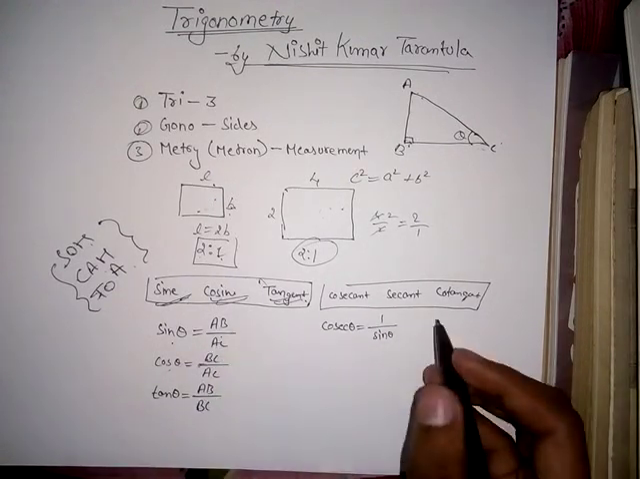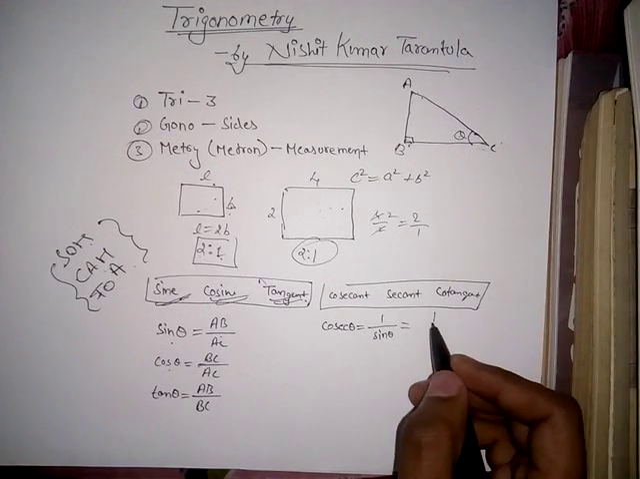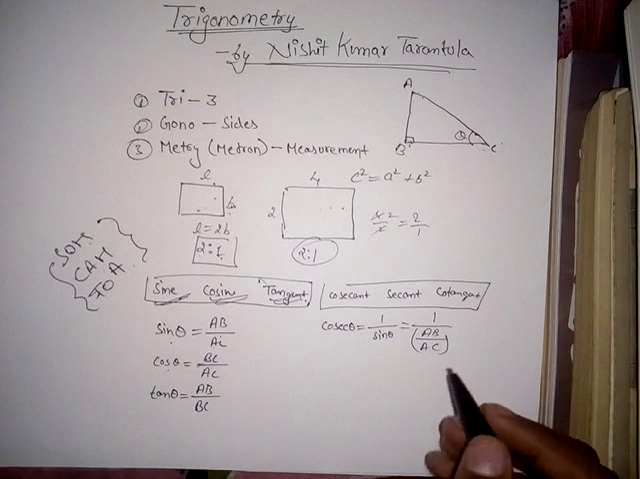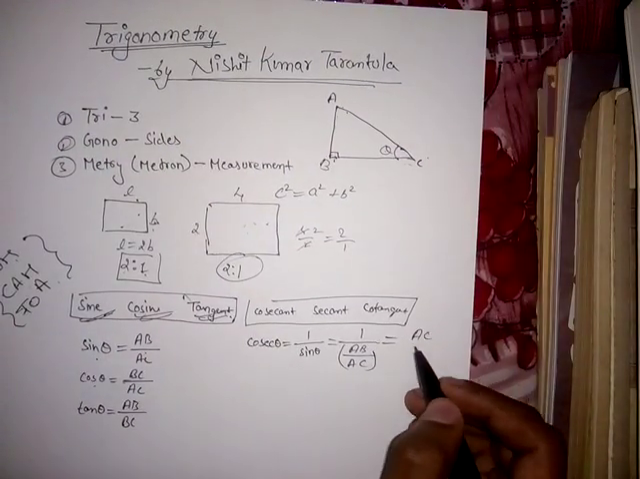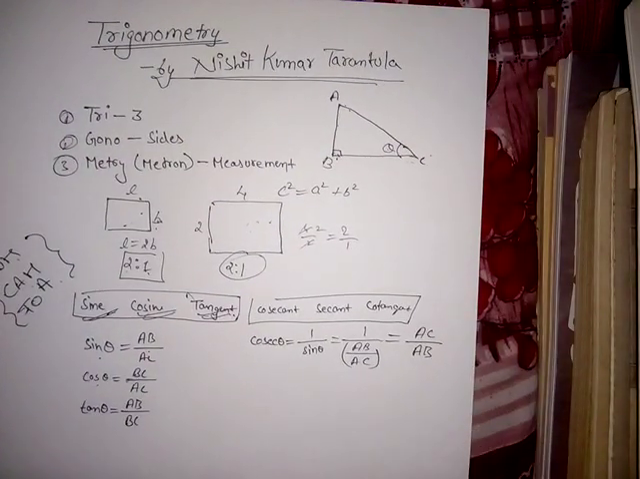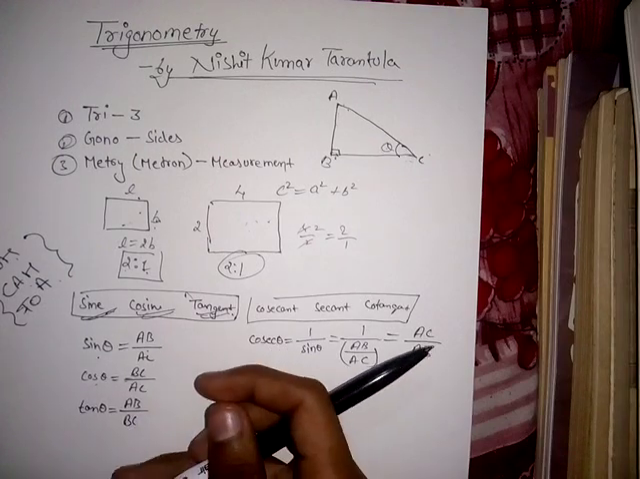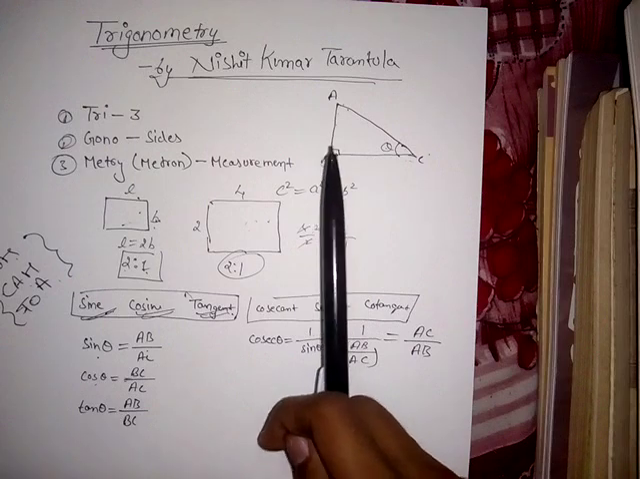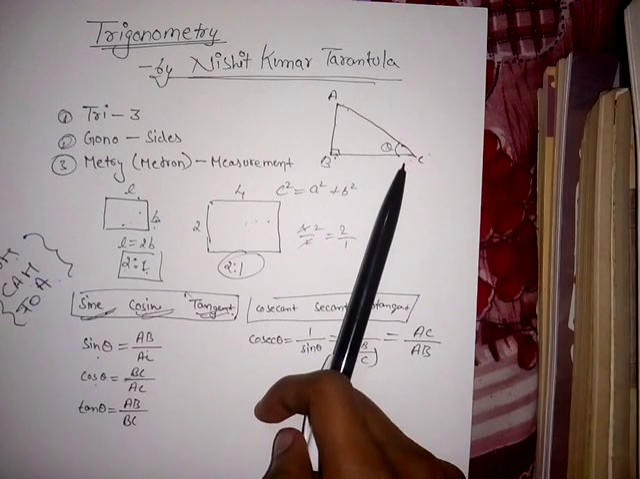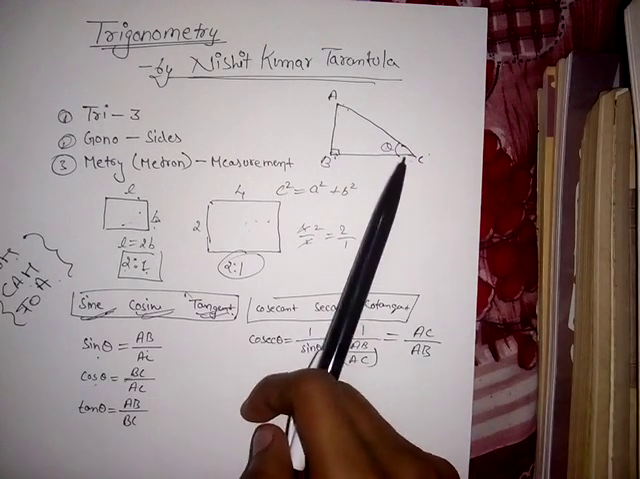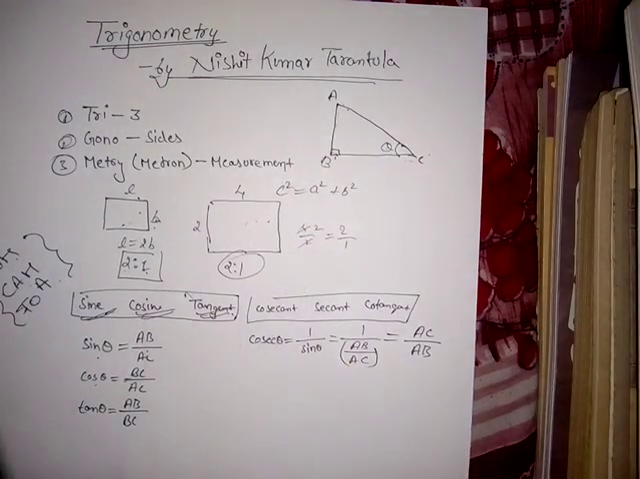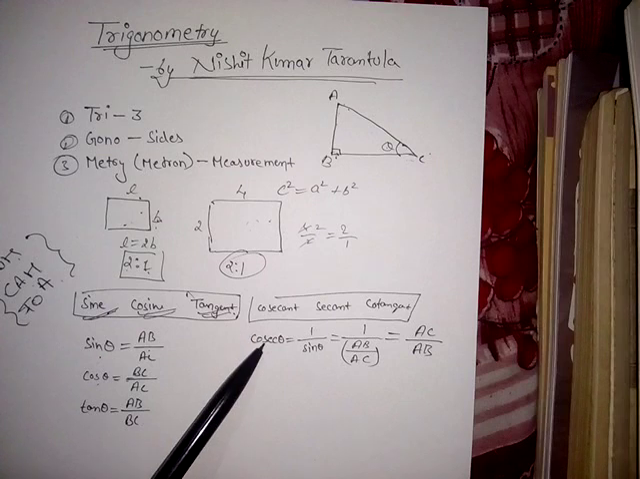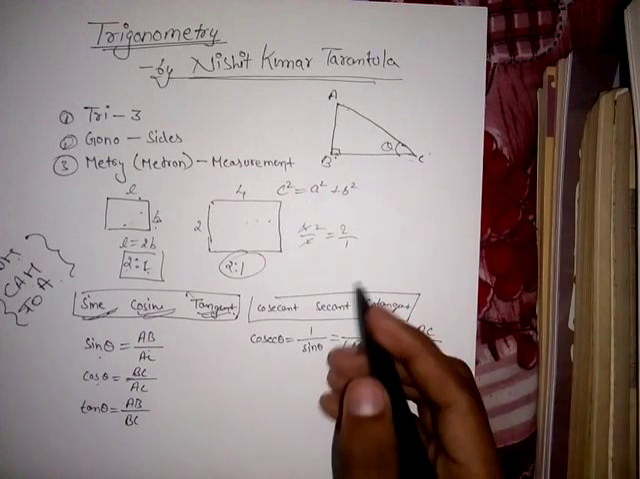So we know that sine theta is AB over AC, so its reciprocal will be AC over AB. Therefore, we can say that cosec theta is equal to AC over AB. Cosec theta is the hypotenuse over the opposite. It's just the reciprocal of sine theta.